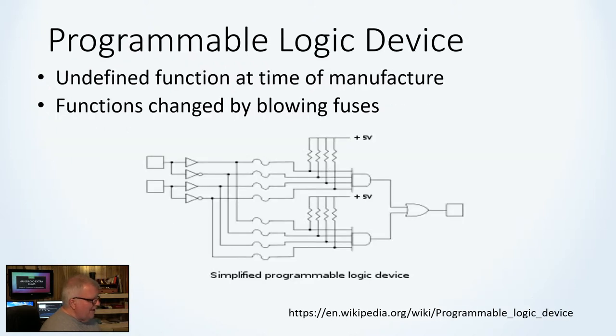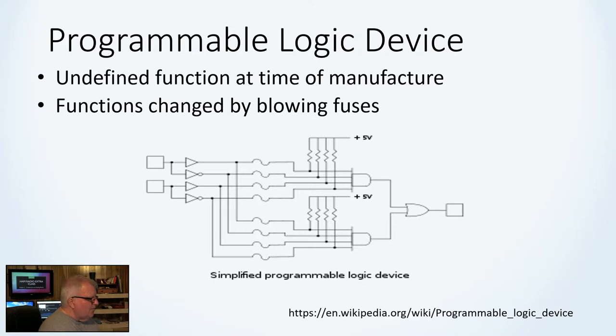Programmable logic devices. Originally, these devices had little fuses built into them, and you could program the gates in a specified pattern to do a specified job of work. And you do that by actually blowing certain of the fuses in the programmable logic device. You could only do that once, and then if you wanted to make changes later on, you had to buy a whole new chip and start that process over again.